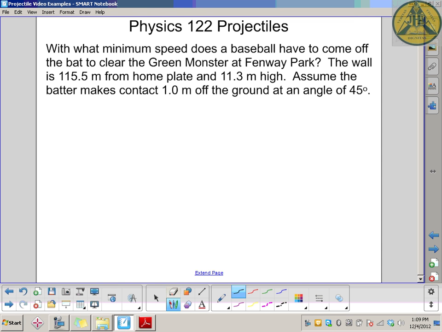at Fenway Park? So I did a little bit of research on this one. 115.5 meters from home plate, kind of down the left field line, and 11.3 meters high. Assume the batter makes contact 1 meter off the ground, angle of 45 degrees. All right, so I don't think I have to do a diagram for this one.